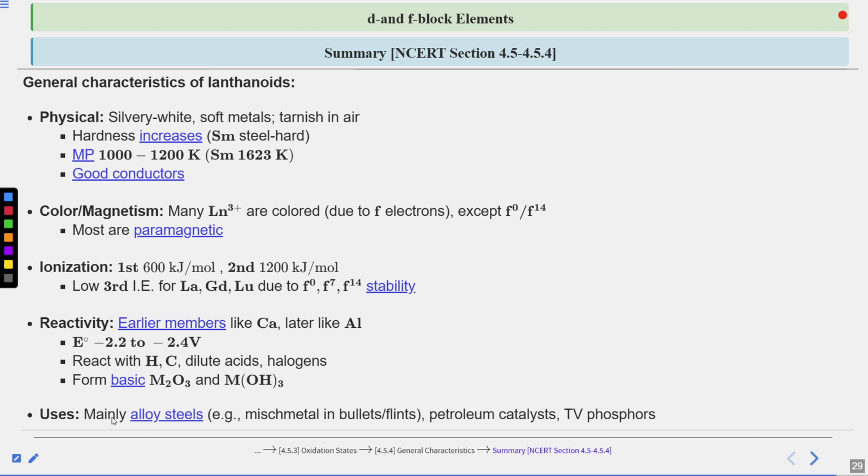And their uses, we have seen that they are mainly used in alloy steels, for example mischmetal in bullets and flints, and as petroleum catalysts, and in TV phosphors.